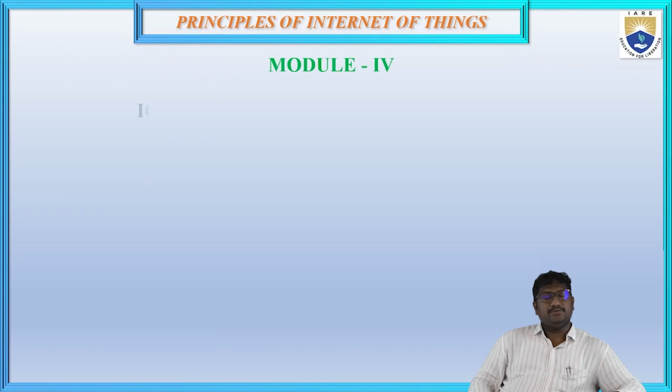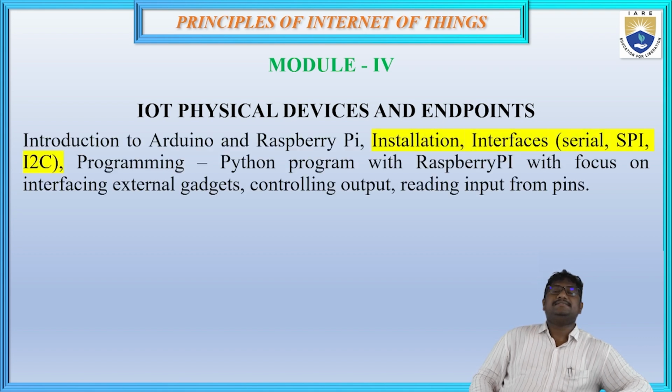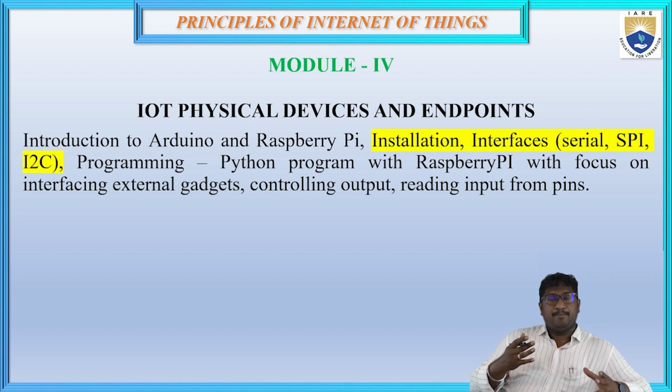As I told you, in this module, IoT physical devices and endpoints, today we are going to discuss the installation and various kinds of interfaces which are very helpful for making the communication and for making the data transfer between the IoT physical devices and endpoints. The interfaces are serial communication, SPI communication, and I2C communication. These are the three different kinds of interfaces which we are going to talk about in today's session as well as in the coming sessions, because it is a little bit of a broad topic.